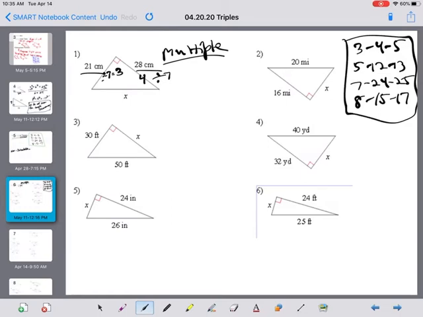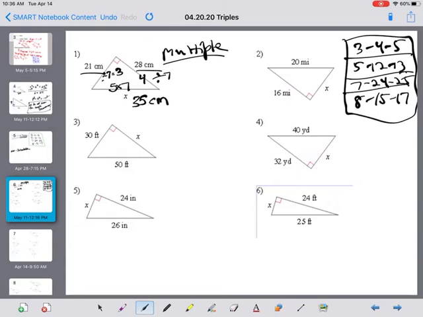So what's the missing side? 5. So this will be 5 times 7, right? Because these are all scaled up by 7. 5 times 7 is 35 centimeters. Okay, so it's a quicker way than using Pythagorean theorem. And when we get to similar triangles, you'll understand why this multiple system works.